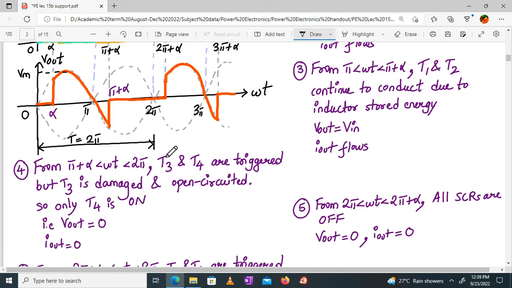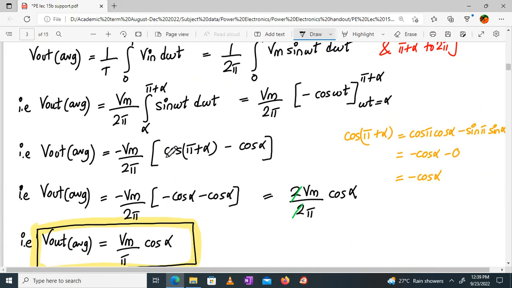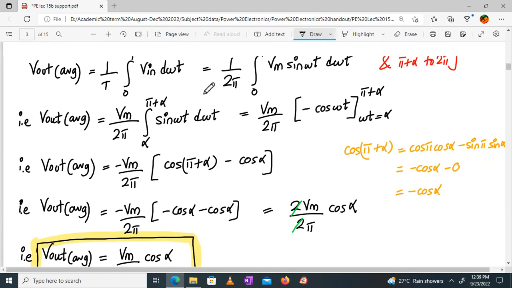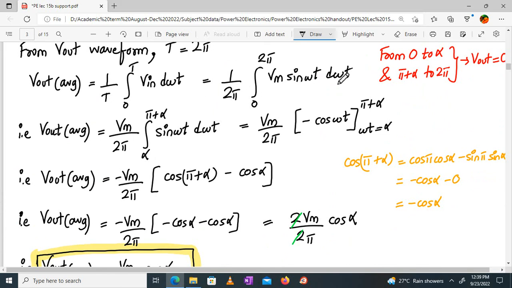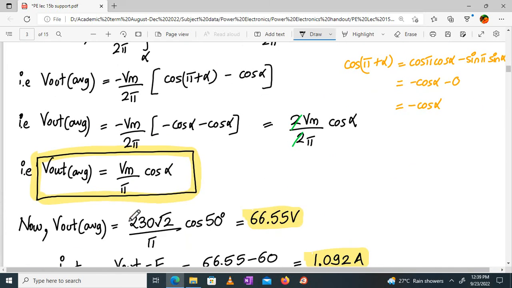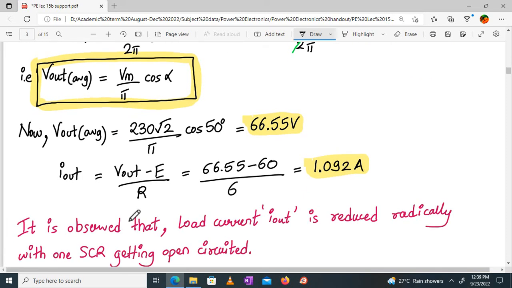For this we have to find V out average. Okay, so calculate V out average and this is the formula we are getting. This is new, this was not taught. This is the situation they are giving. So it is Vm upon pi cos alpha. So with this new formula, you recalculate V out average and I out average.